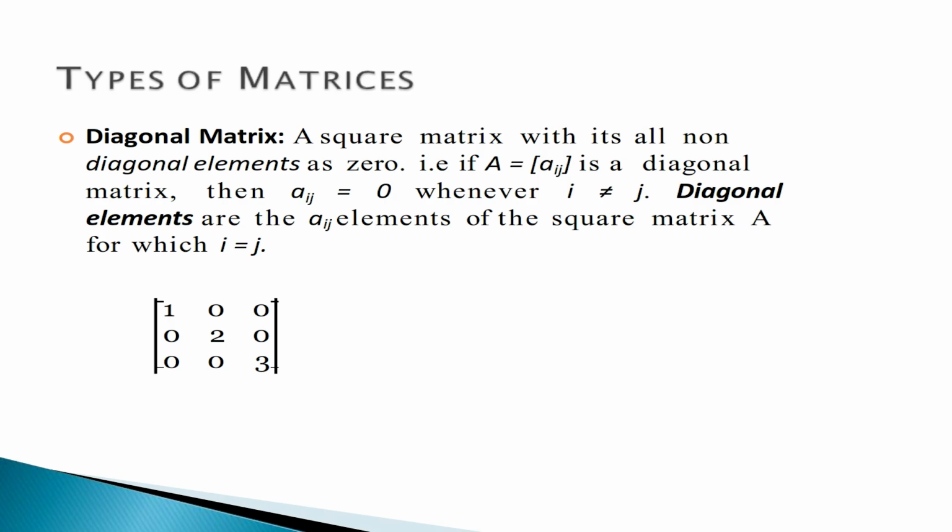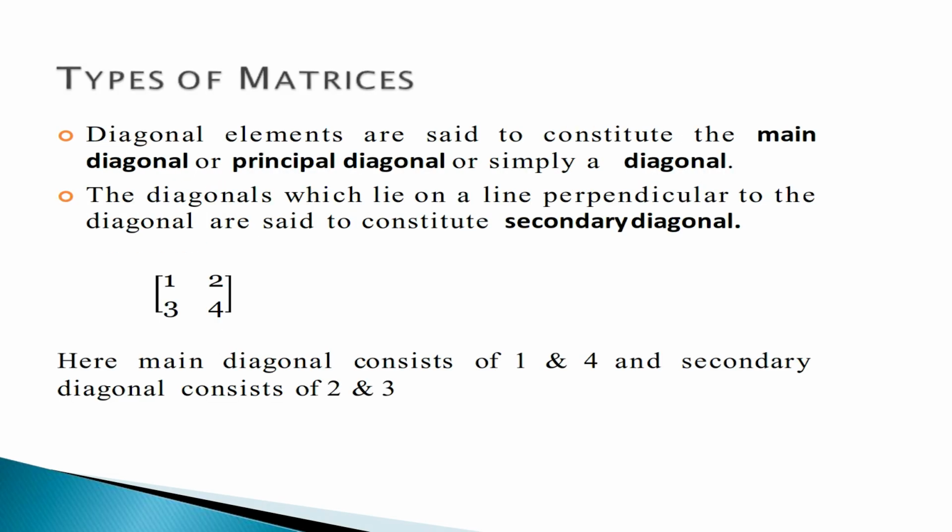Next, what is a diagonal matrix? A square matrix with all its leading diagonal elements non-zero and other elements 0 is said to be a diagonal matrix. First of all, we have a square matrix. The leading diagonal means the diagonal from the top left to the bottom right, known as the leading diagonal or principal diagonal. The other diagonal is known as the secondary diagonal. Here is the example 1, 2, 3, 4, where the main diagonal or leading diagonal elements are 1, 4 and the secondary diagonal elements are 2, 3.